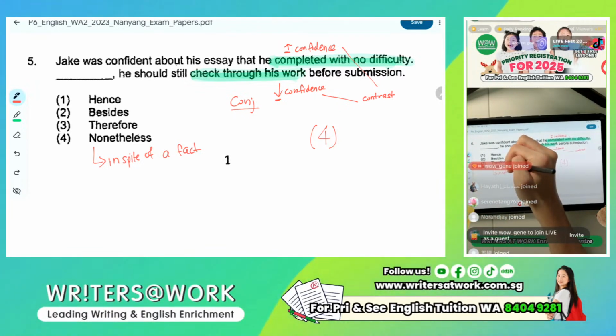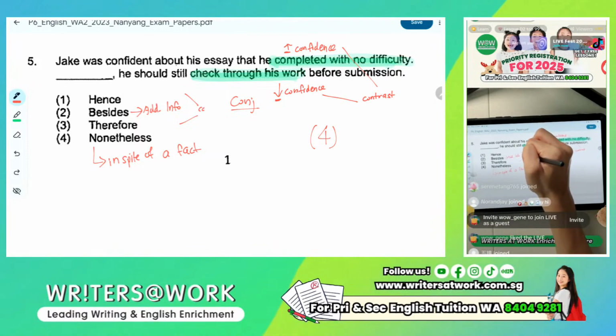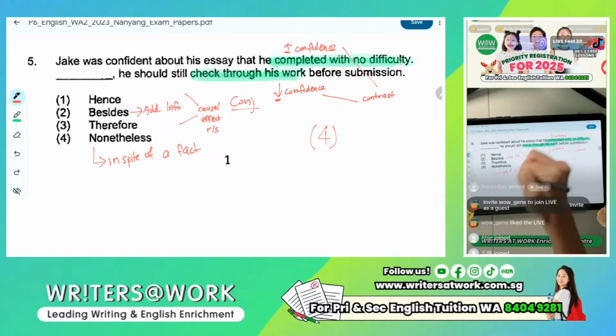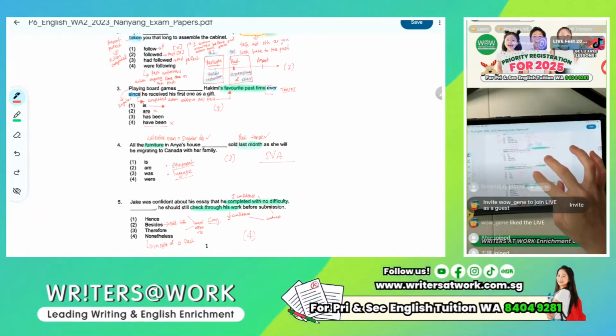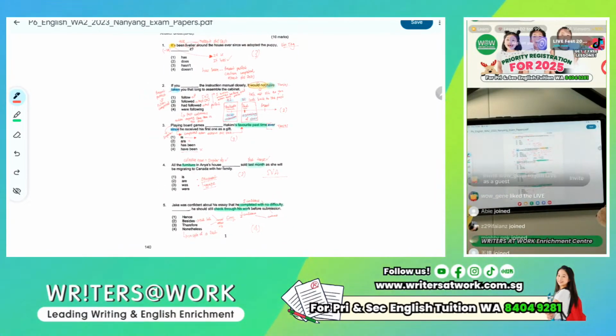Now, looking at the rest, besides is used to show additional information, hence and therefore are used to show a cause-effect relationship. Okay, and this will be the first 5 questions of grammar. I'll just leave this on the screen for a bit for everyone to take in the information. And if you have any questions, please ask in the chat section.